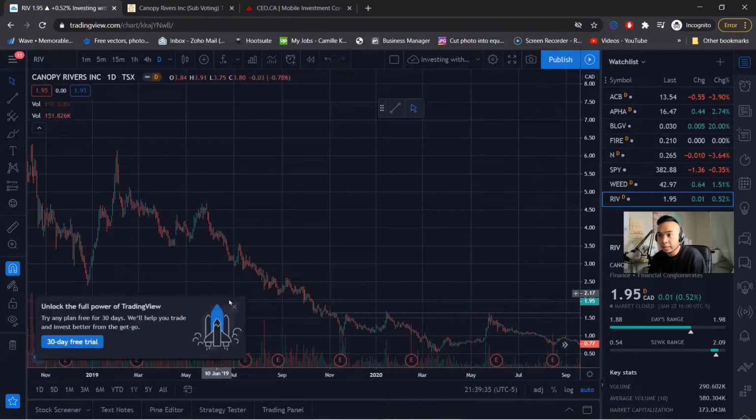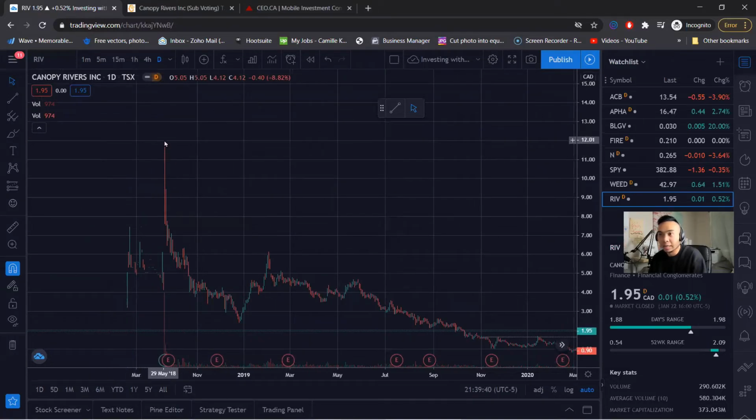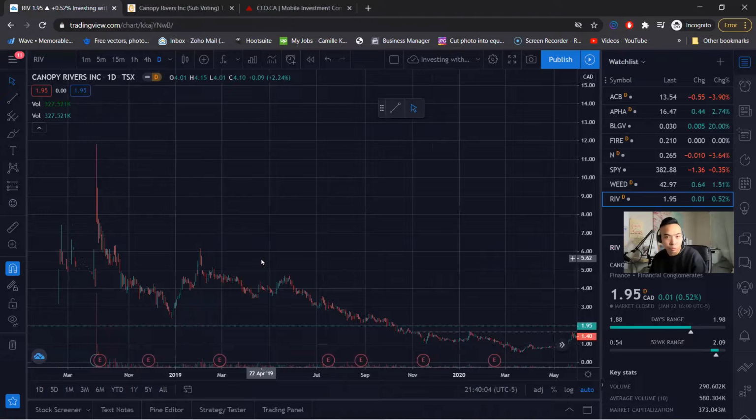You can see here that Canopy Rivers before was at its all-time high at like $11.50, and I believe this was in 2018. You can see at the bottom there, around September 2018, where it spiked, right? Having this data from the past is so important to chart because now you can tell what the all-time high is, what the support is, what the resistance is, and so on. We talked about that.